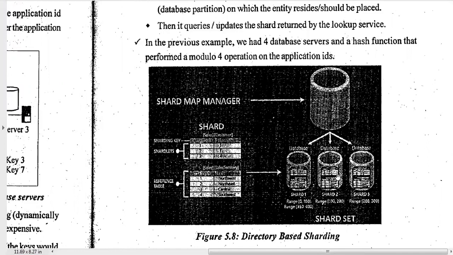For example, if you are searching ranges between 200 and 300, and shard 3 has this particular range, then from the lookup it will be directed to the shard map manager, and from there you will be directed to the particular shard.